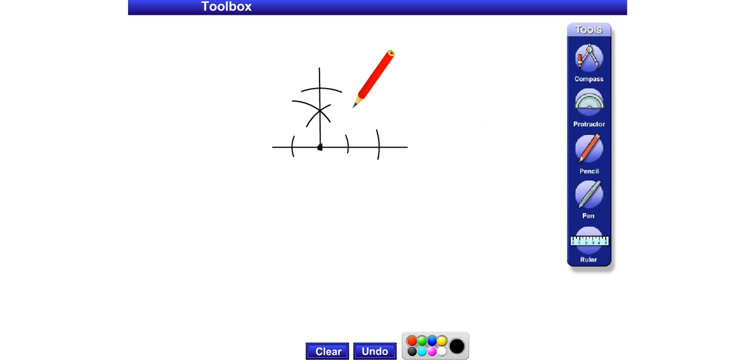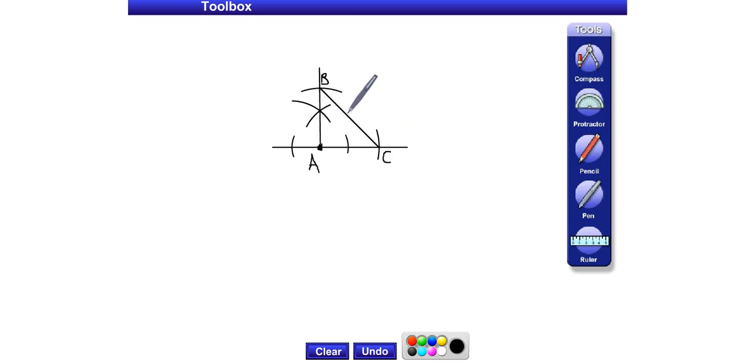Now you have the other vertices of your right triangle. So connect these two intersection points that you just drew. And here we have a right triangle. So let's label it ABC. Now we have to inscribe it inside a circle.